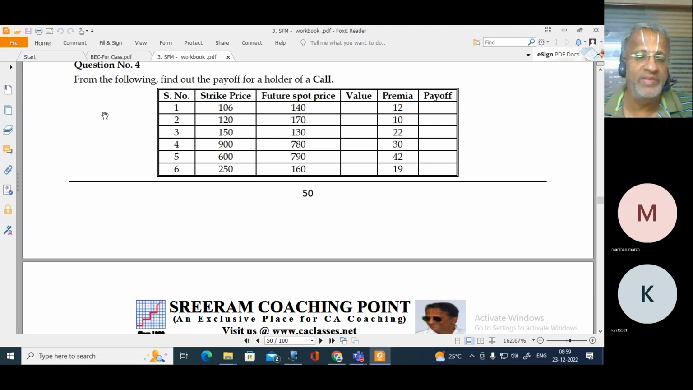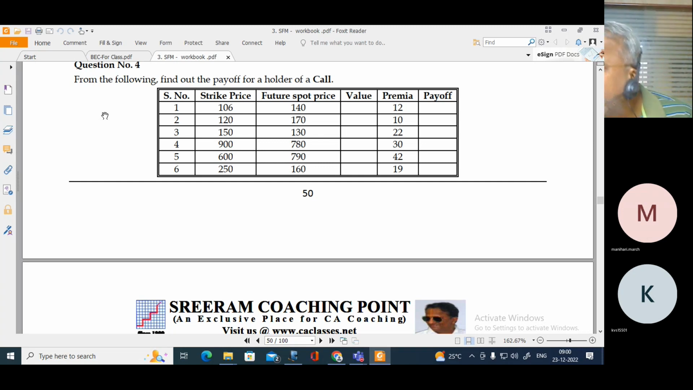120 and 170, 50 as the value of the call, 10 rupees being the premium, 40 rupees being the payoff. 150 and 130, there is no scope for me to exercise. I will avoid the loss and I will not exercise at all. Therefore, value of the call will be 0. 22 rupees, what I have paid as premium, is a known loss to me. Therefore, payoff will be negative 22. Let me repeat, 150 and 130, value of the call will be 0 because I will not exercise at all.